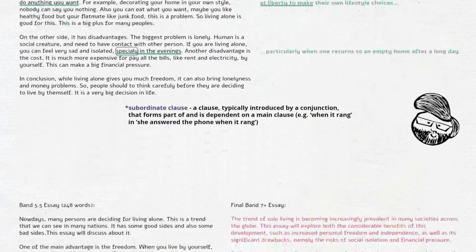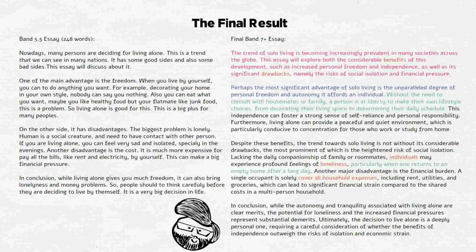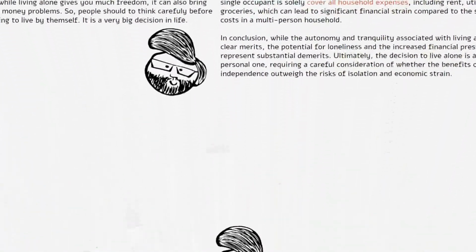Now let's review the transformation. The 5.5 essay is a confusing and error-filled attempt. The 7 Plus essay is a balanced, well-supported, and eloquently written academic analysis.